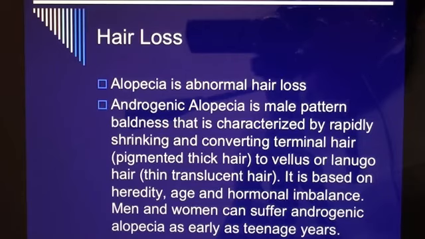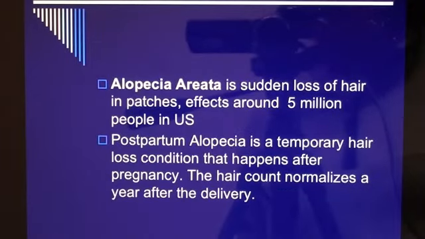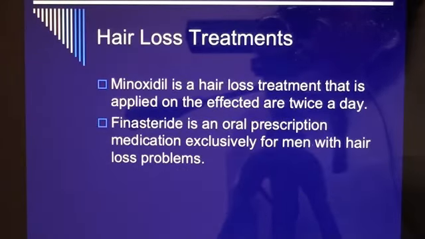Men and women can suffer androgenic alopecia as early as teenage years. Alopecia areata is sudden loss of hair in patches, affects around 5 million people in US. Postpartum alopecia is a temporary hair loss condition that happens after pregnancy. The hair count normalizes a year after the delivery. Hair loss treatments. Minoxidil is a hair loss treatment that is applied on the affected area twice a day. Finasteride is an oral prescription medication exclusively for men with hair loss problems.